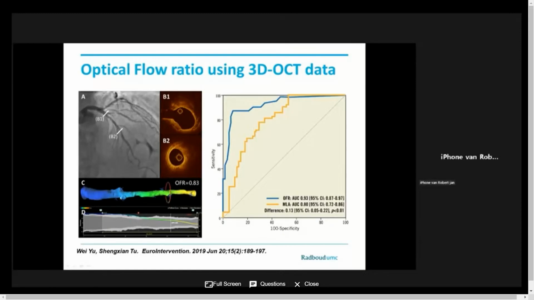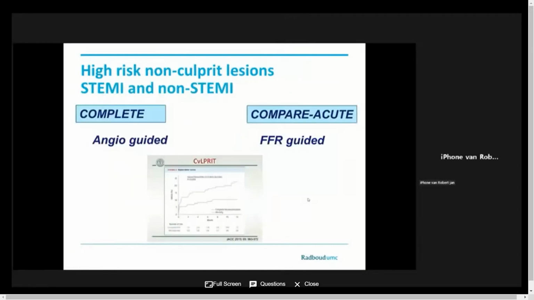So if you just do the calculation, Chen Young 2 has done that very nicely. The OFR of 0.83 for this patient was published in 2019. Now, if you compare this MLA, which is again an area under curve of 0.8, with the newer version, the OFR, with an area under curve of 0.93, you can see that anatomy in a very high resolution has a very high predictive value of what you have to do.